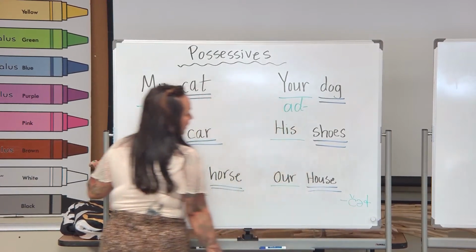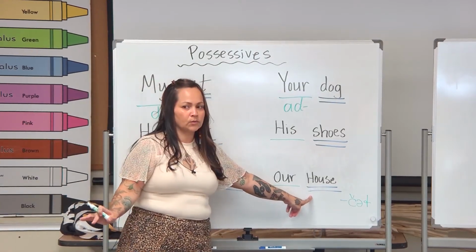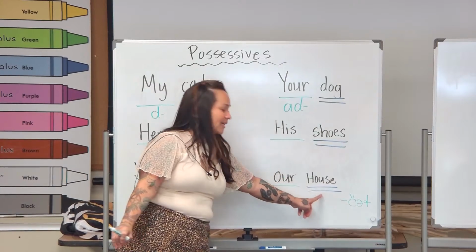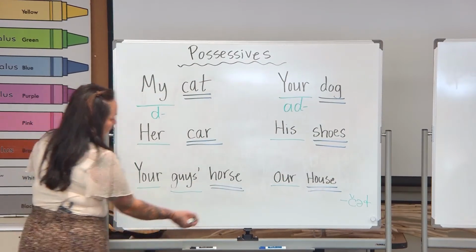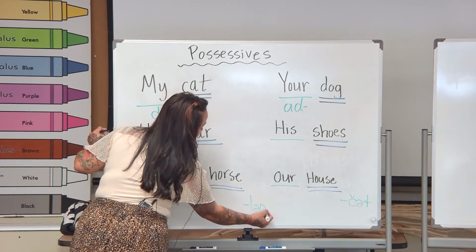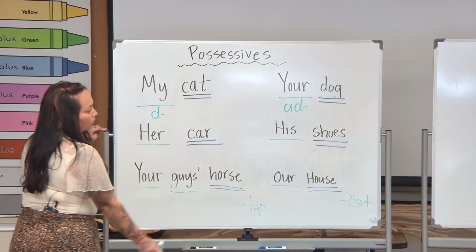Chuh. So it would be attached to the word house. I don't want to overdo it with a whole bunch, but the chuh is going to be attached to the end of the word. Chuh. And then your guys's is going to be lup. Lup. That would be attached to the end of the noun.